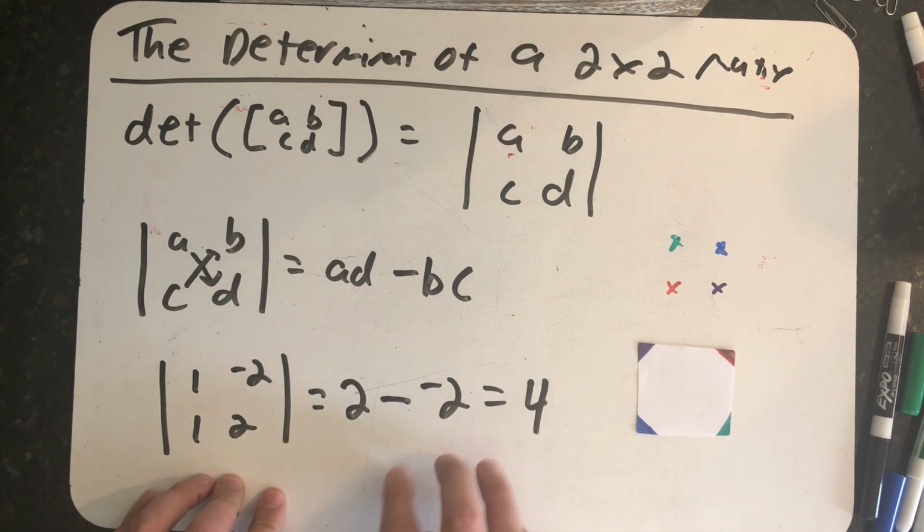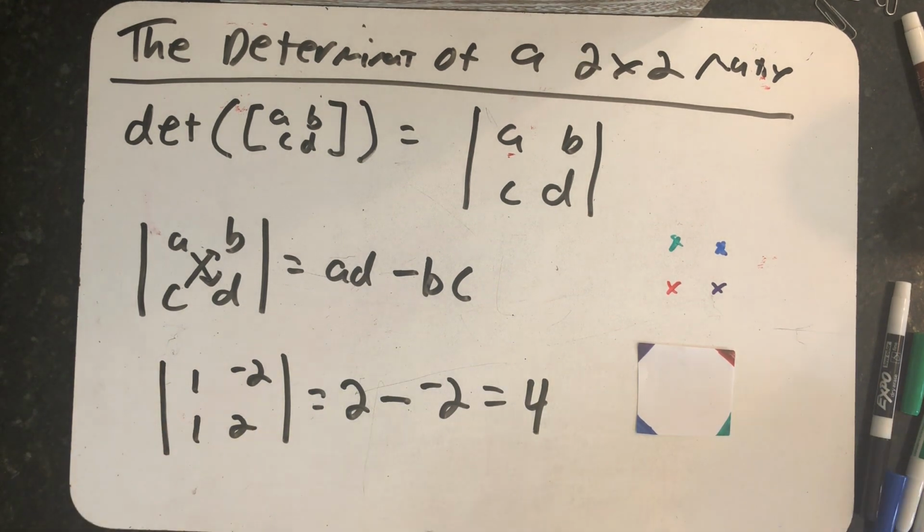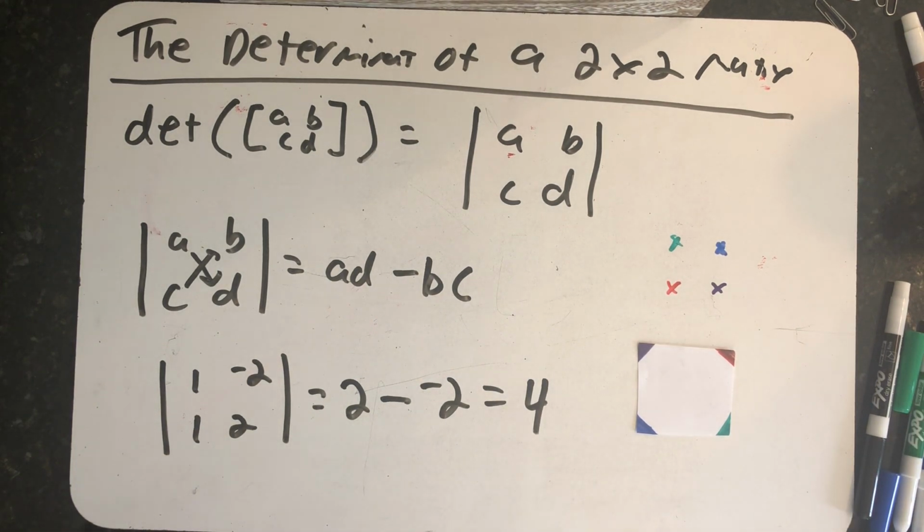All right, so that's the simple definition for a 2 by 2 matrix. In the next video, I want to talk about the determinant of a 3 by 3 matrix and hopefully use that to talk about the cross product.